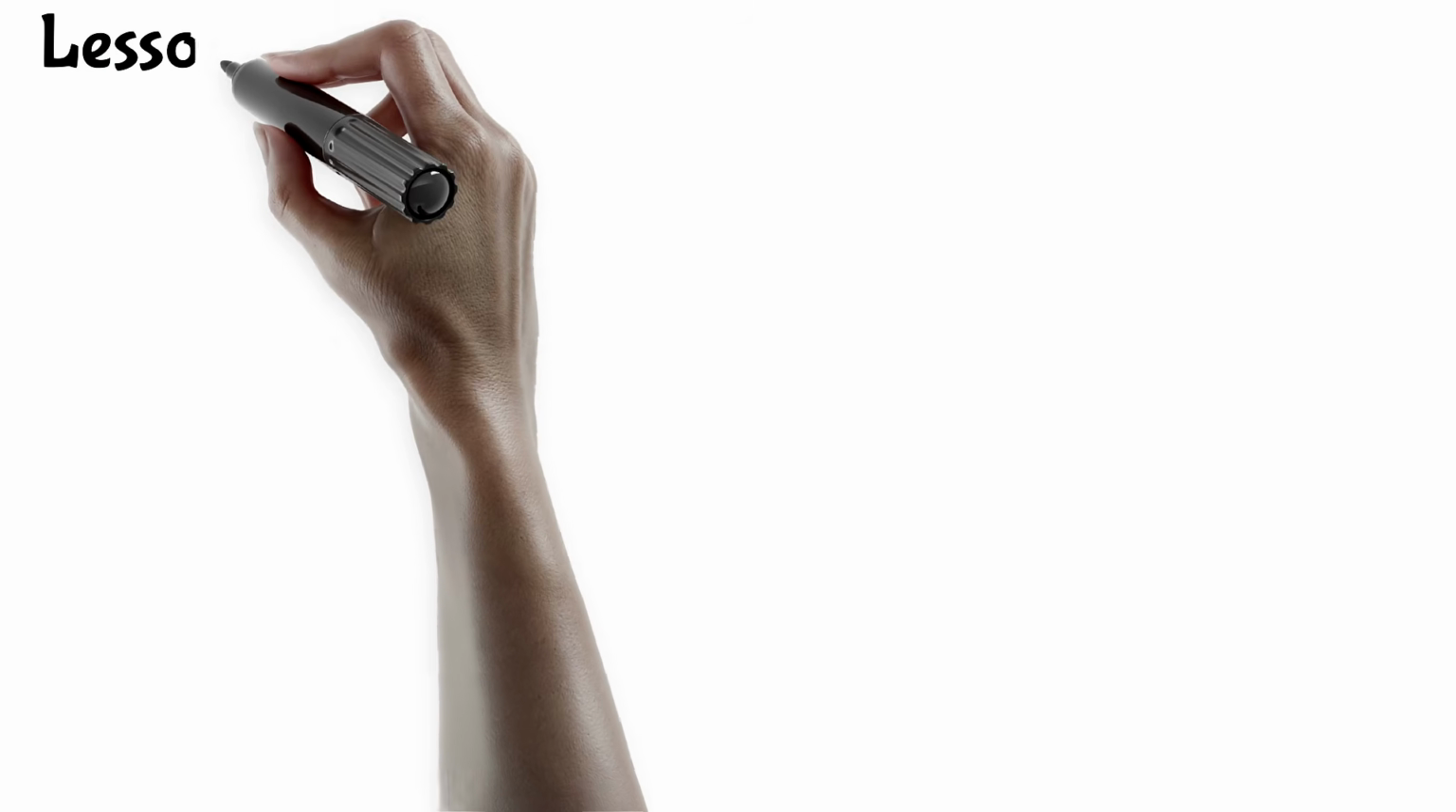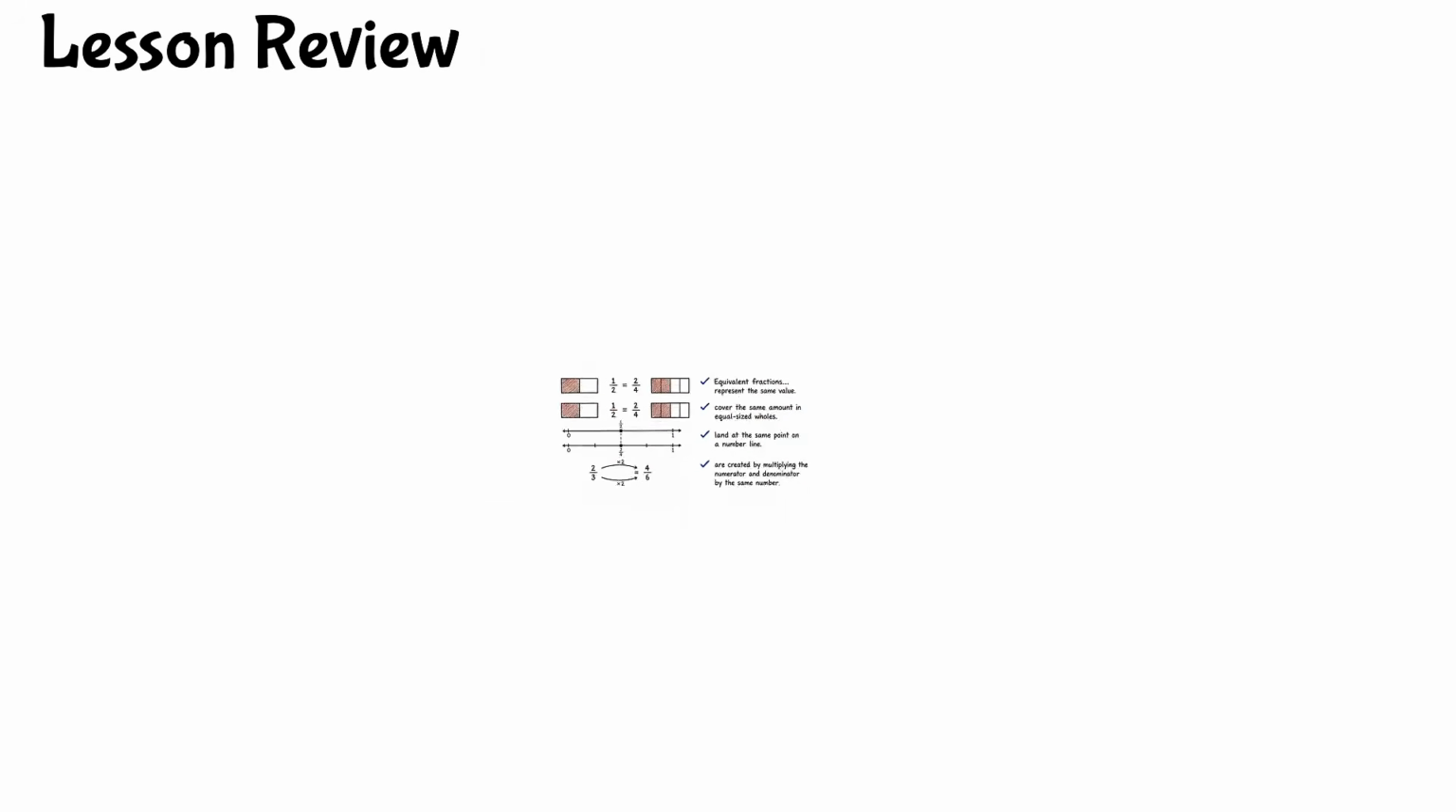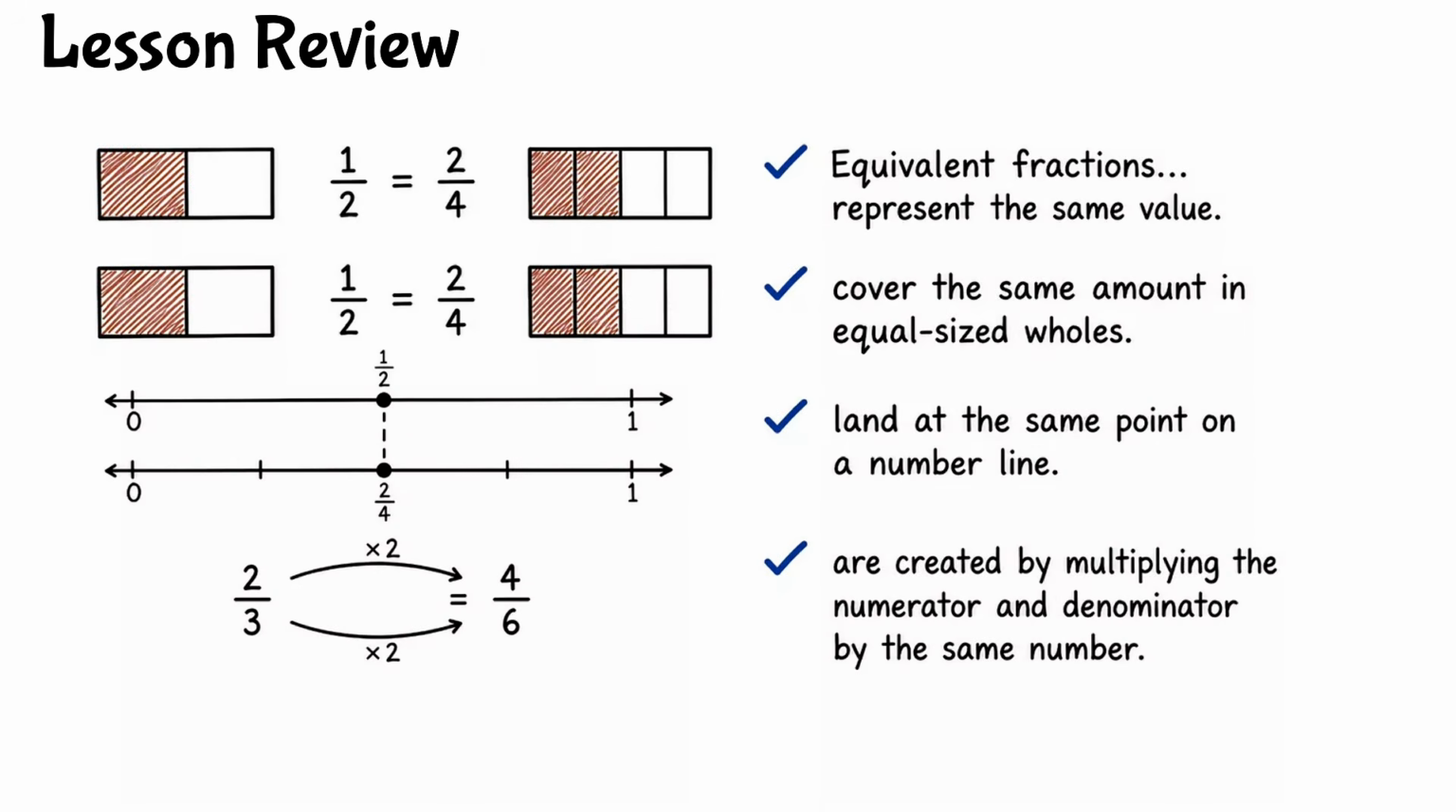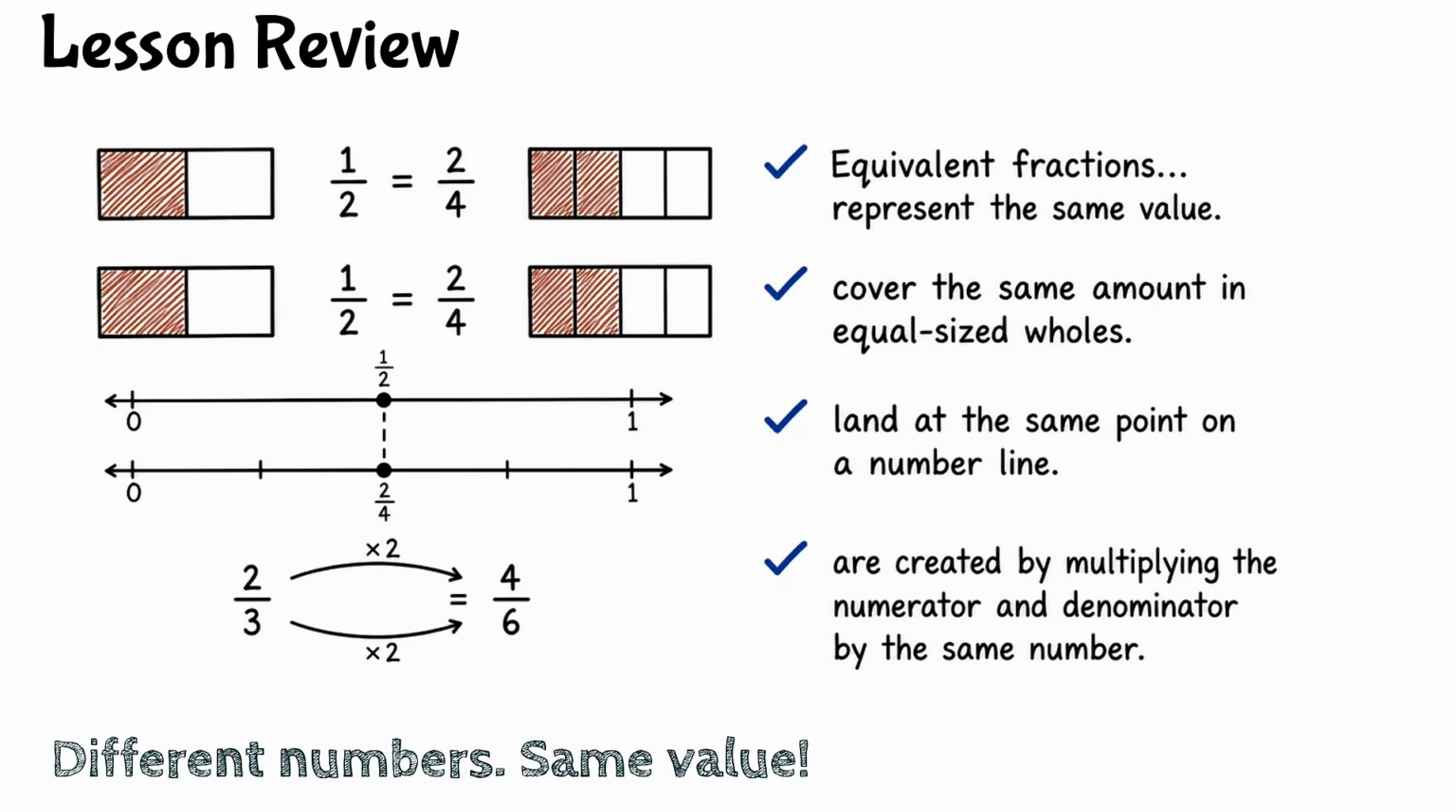Let's review what we learned. Equivalent fractions are different fractions that represent the same value. When we use equal-sized models, they cover the same amount. On a number line, they land at the same point. We can also create equivalent fractions by multiplying the numerator and denominator by the same number. Remember, different numbers, same value.